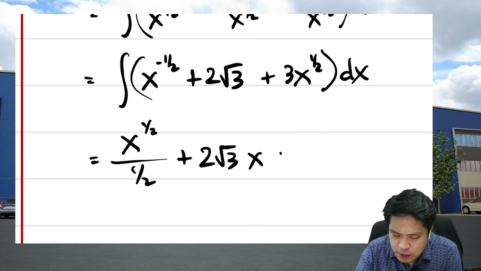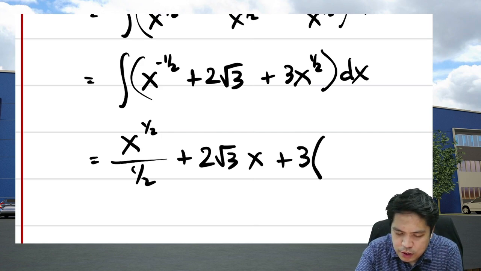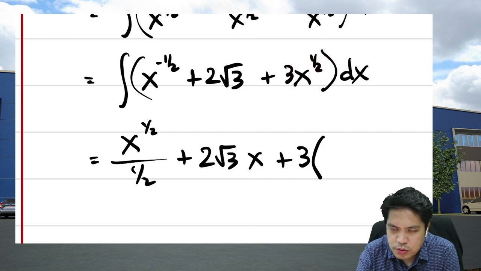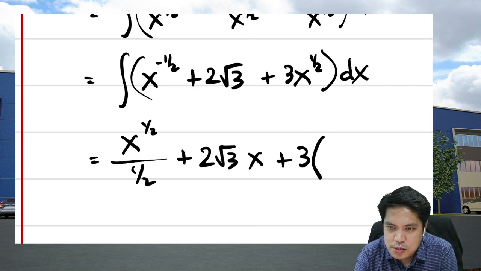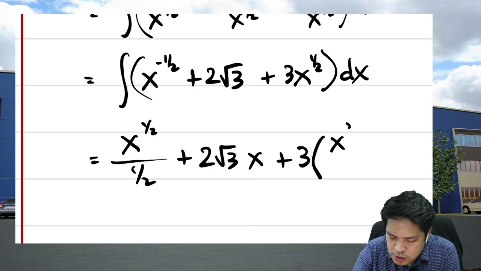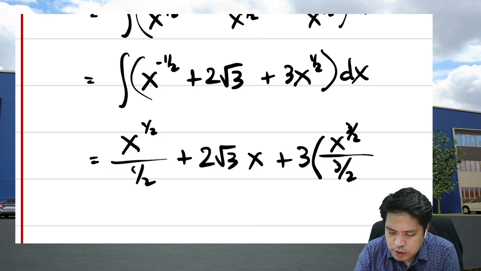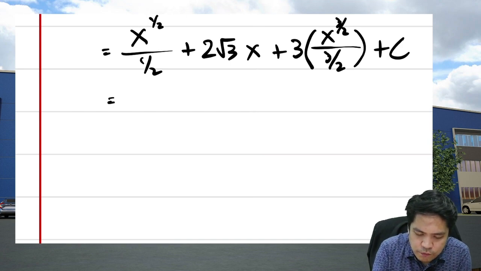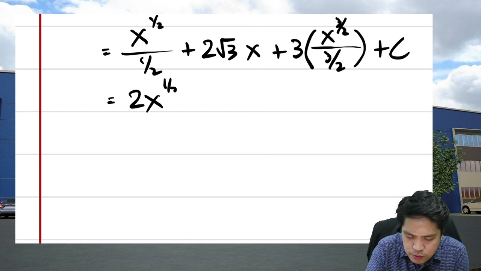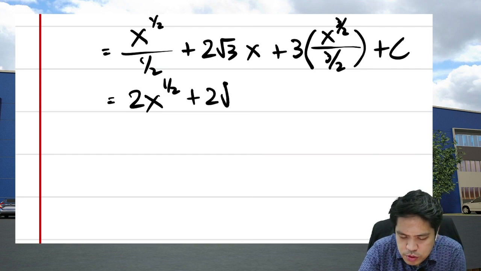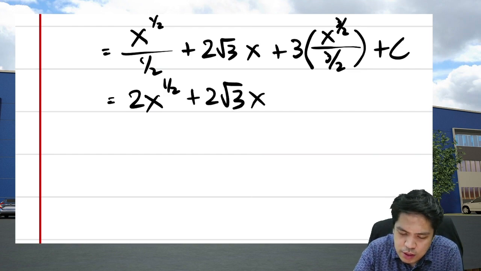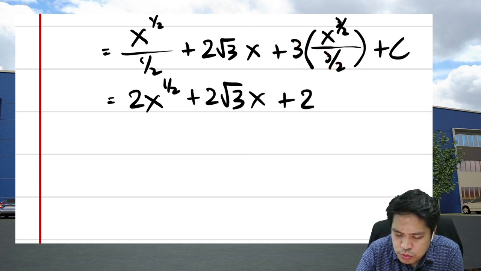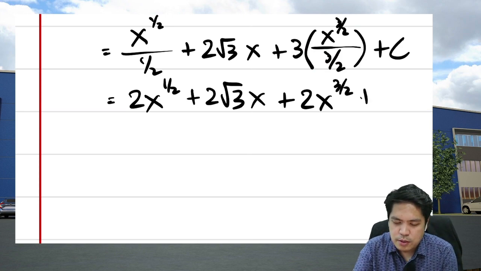Okay? Then plus 3 times the integral of this, which is, ang n natin is 1 half. Then you just add 1. So 1 half plus 1, that's 3 halves. So that would be x raised to 3 halves over 3 halves. Then, the constant of integration c. And just simplify 2x raised to 1 half plus 2 square root of 3x. Then, eto siya, ma-cancel out, mapalitan siya dito. So, that would be plus 2x raised to 3 halves plus c.